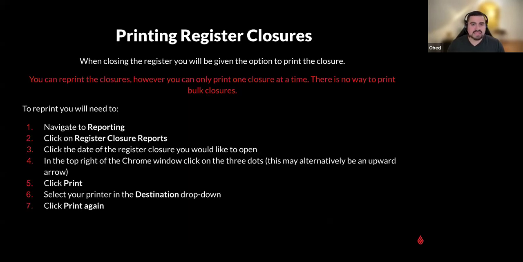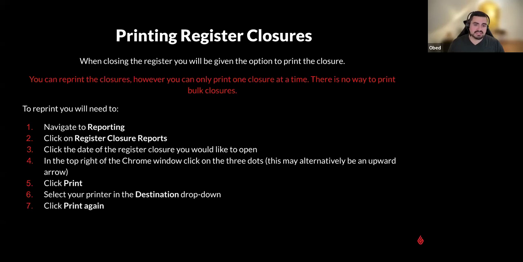And the register closures, when you close your register at the end of the day, you'll be given the option to print out that closure. However, if you come back later on and you want to reprint the closures, you can't do that on the register closure report. You'll just have to click on the specific closure that you're looking to print, and then you can print it from there.